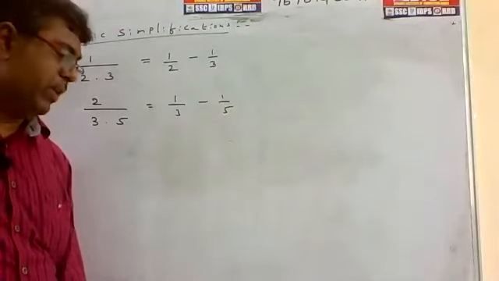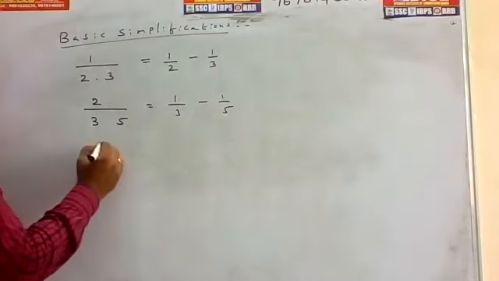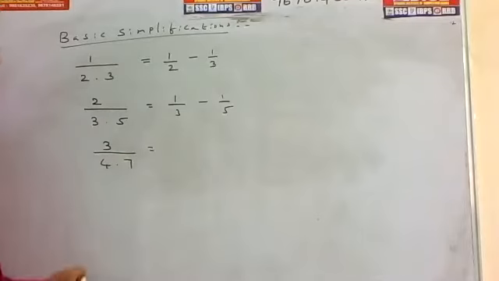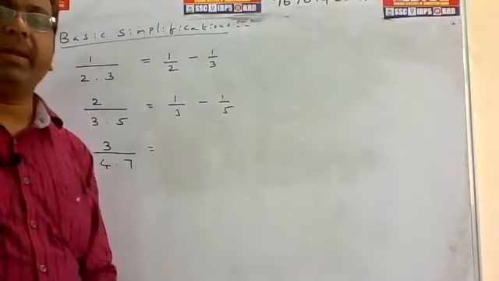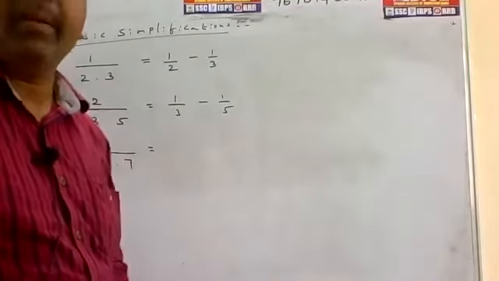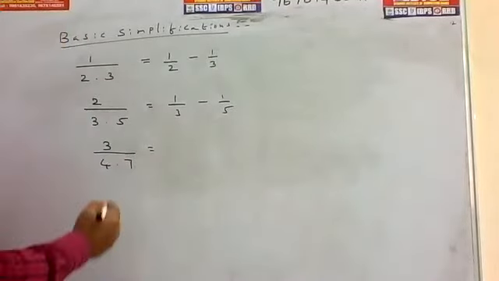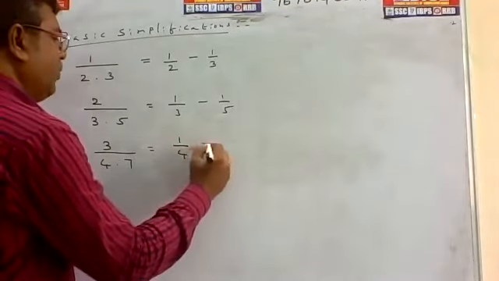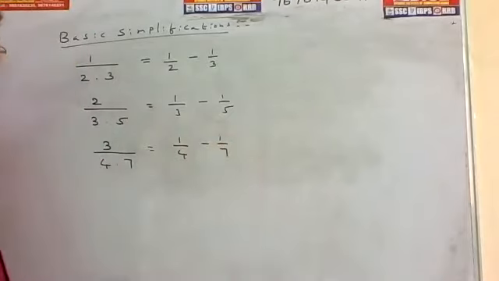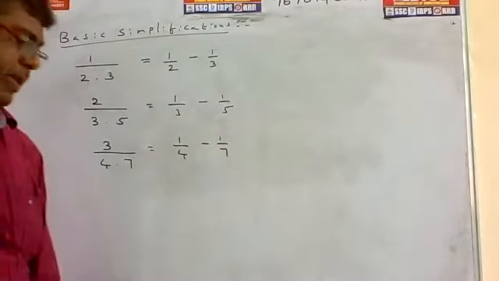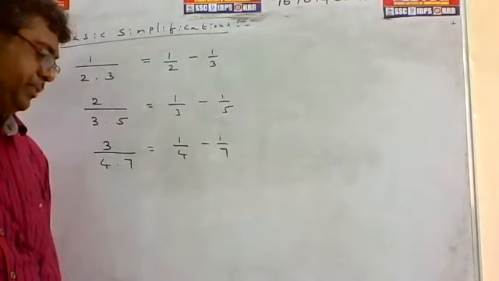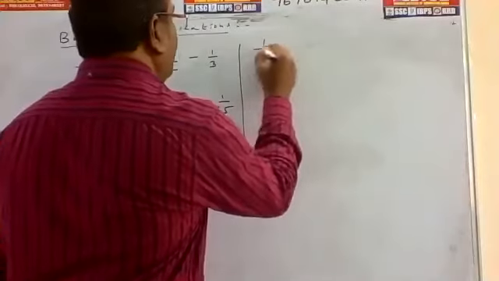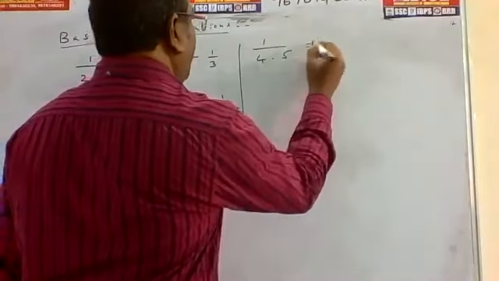So I am doing one more problem for you. Now you tell me 3 by 4 into 7. Here also 7 minus 4 is 3. Therefore the answer is 1 by 4 minus 1 by 7. You can write it like this. And some more examples: 1 by 4 into 5.